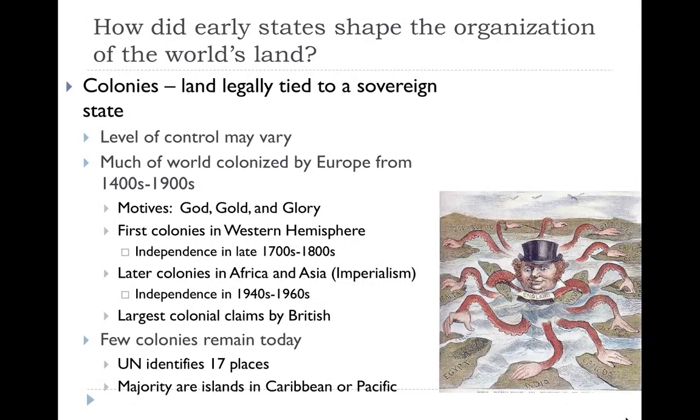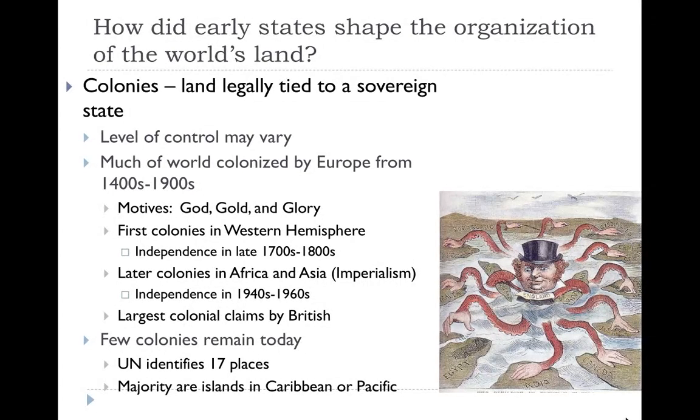Either way, much of the world was colonized by Europe from the 1400s through the 1900s. Their motives were basically threefold: God, gold, and glory. It came down to they wanted to spread the religion, specifically Christianity. They wanted to gain the wealth from those other countries, and they wanted the glory and the power and prestige for their country over those others. And so the countries in Europe that had the most power had the most colonies at that time.